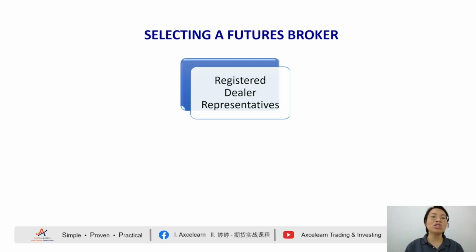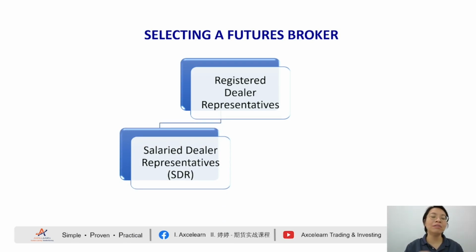So basically in Malaysia, we have two types. Generally, the first one is what we call the salaried dealer representative, or SDR. These are a bunch of dealers hired by the futures broker itself, meaning the company hired a group of dealers to take care of a group of clients. So all the clients are under the company itself. They are not commission based. They are salary based, meaning the company pays them a fixed salary, then they handle the clients.